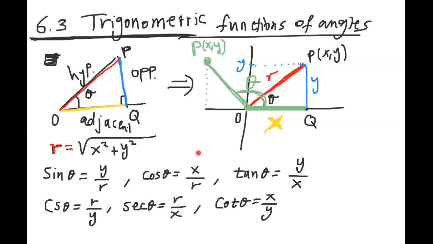Why did I draw the green? Because my angle is in the second quadrant, not in the first quadrant. It opens from the standard position, the positive x-axis, and we end at this point. Look, the angle finishes in the second quadrant. That means the sine is positive here only.